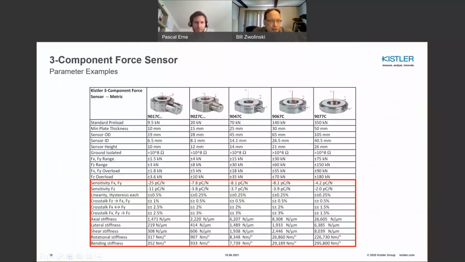These three component sensors need to be preloaded, and that's why you see the hole in the middle. There's a preload bolt that goes in there, and I'll address that shortly.